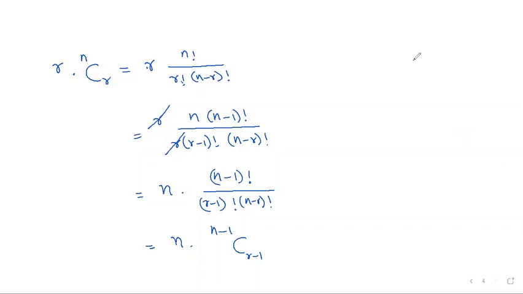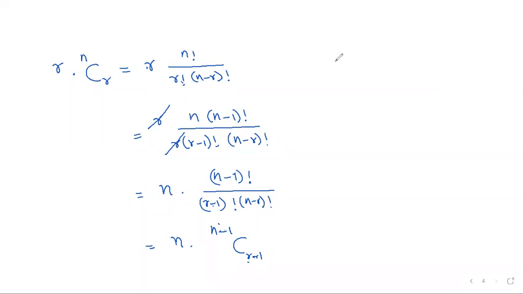What is the meaning of this last step? Then tell me the definition of this. Upper number factorial, lower number factorial, and the difference of these two, factorial. The difference of these two is the same, so one will get cancelled. Yes, sir. Understood, sir.